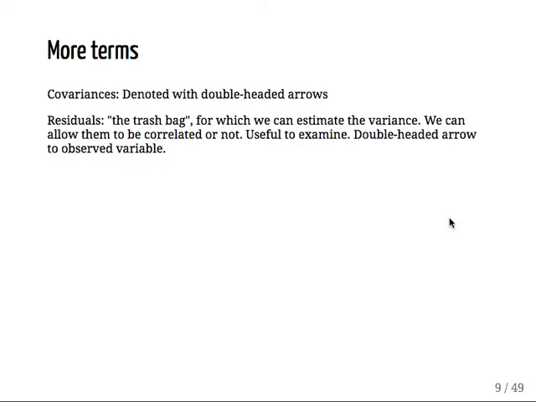They're basically the trash bag. And usually we don't want to see any patterns in the trash bag. So if our regression, for example, is perfect, we expect that the residuals are normally distributed, right? So that's some of the things that we looked at before.